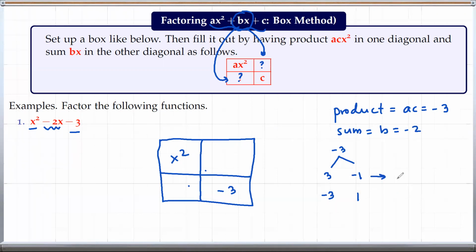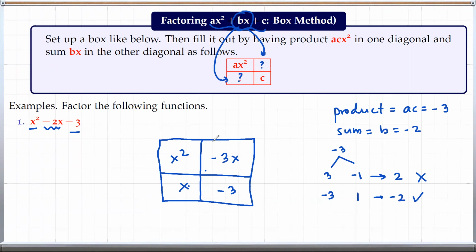So now we need to look at these possibilities. 3 plus negative 1 is 2, but we need the sum negative 2. That doesn't work. And negative 3 plus 1 is negative 2, so that works, since we need the sum negative 2. So we can write negative 3x here and x here. If you choose to write x here and negative 3x here, that will also work.